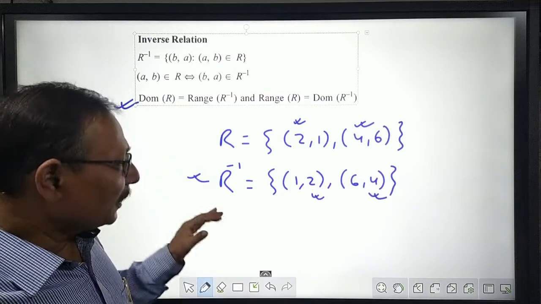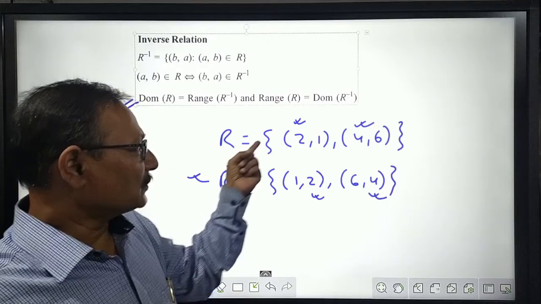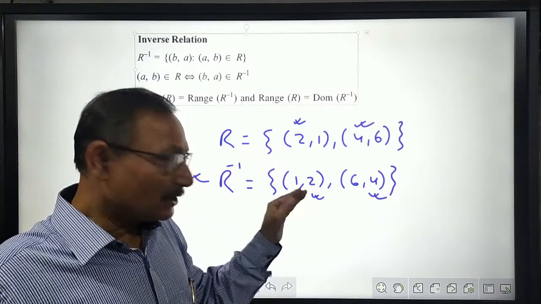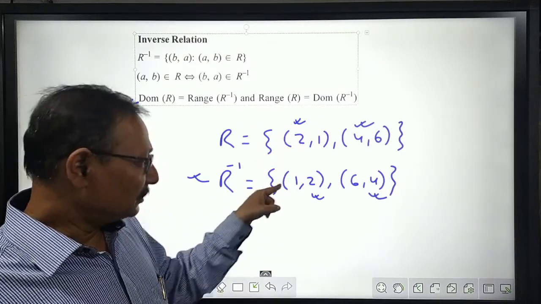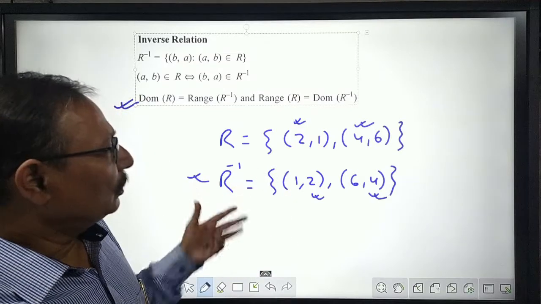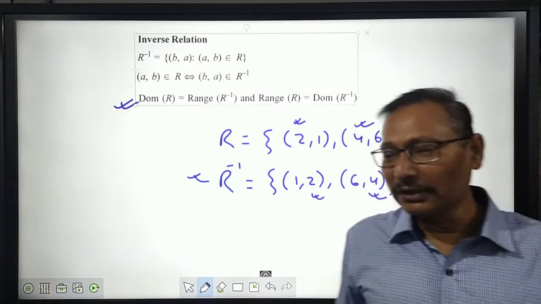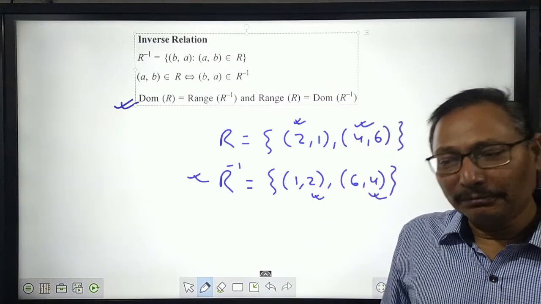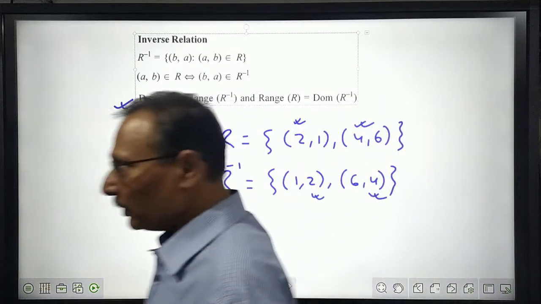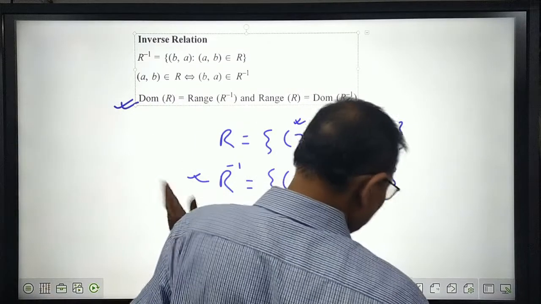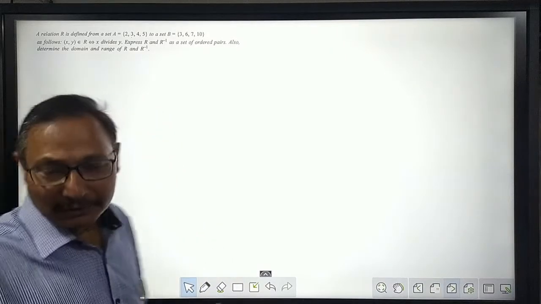So the range of R inverse is equal to the domain of R, because the first element of R is now the second element of R inverse. Similarly, the second element of R is the first element of R inverse. So these elements are written in reverse order, and due to that, the domain of R becomes the range of R inverse, and the range of R becomes the domain of R inverse. Okay, I just said that I am going to take an example to make it clear, and this is the last topic of this video.